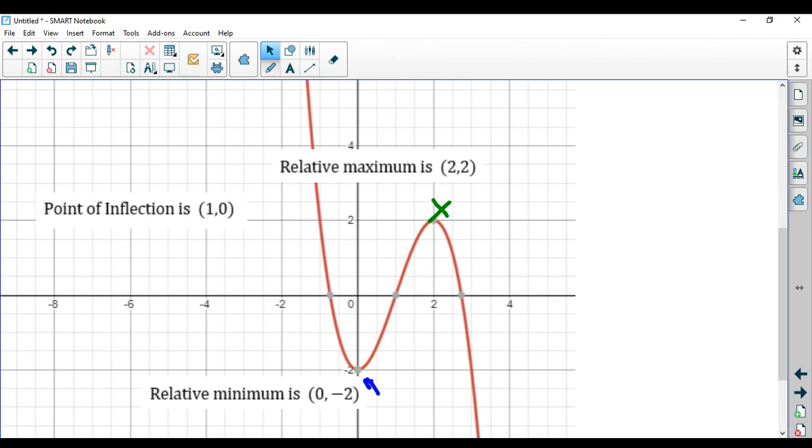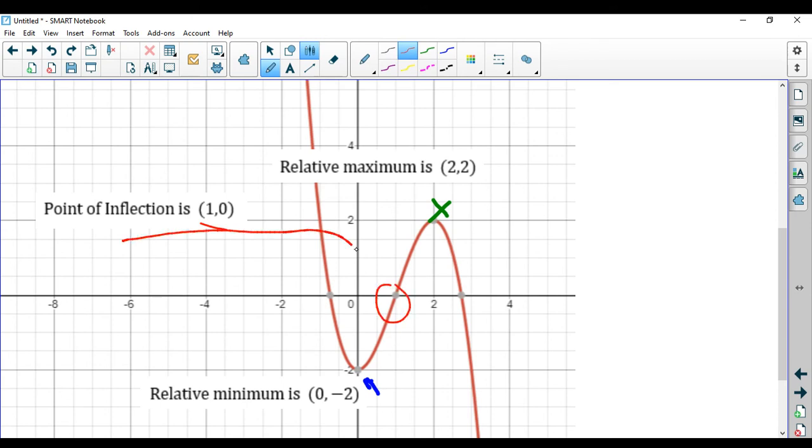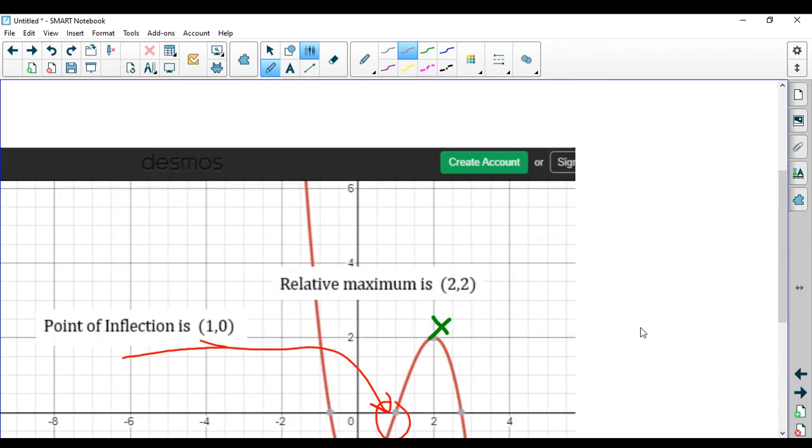Finally, a point of inflection, which is tough to tell on the graph, so calculus really helps us out here. We have a point of inflection at 1, comma 0. On the graph, 1, comma 0 is right here, and that means that is precisely where that graph changes from concave up to concave down. So everything looks good there.